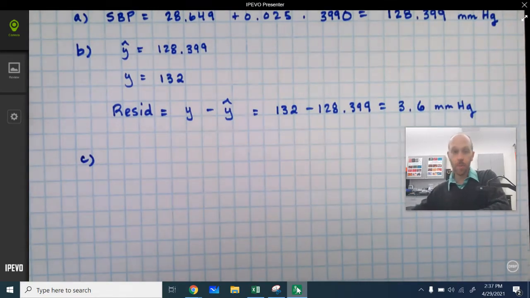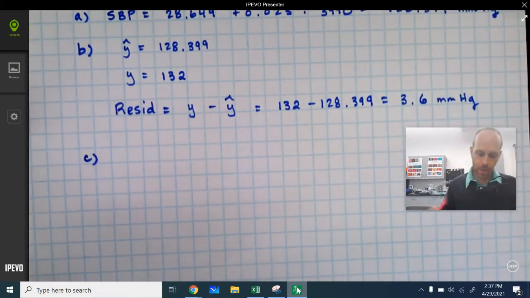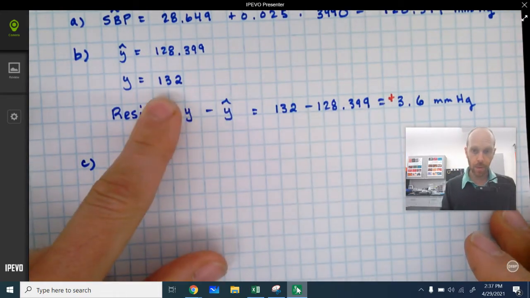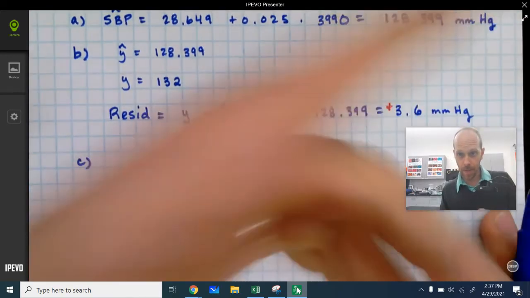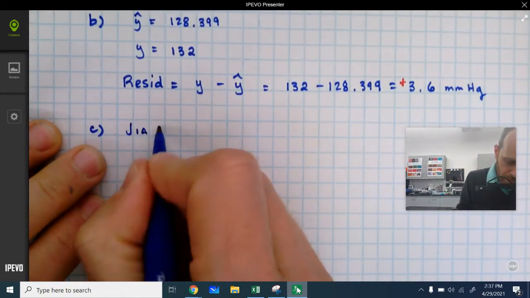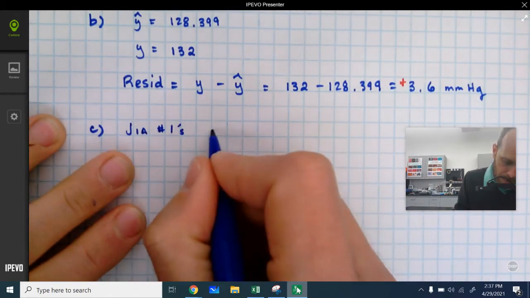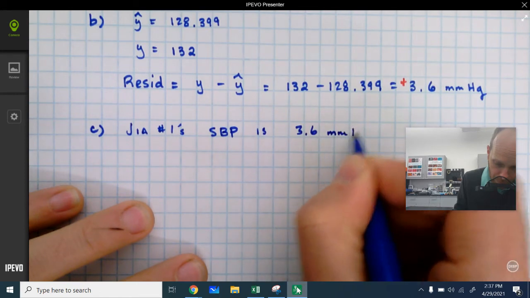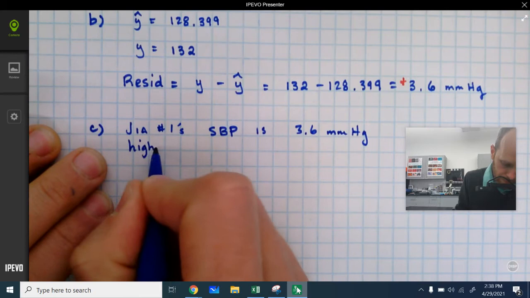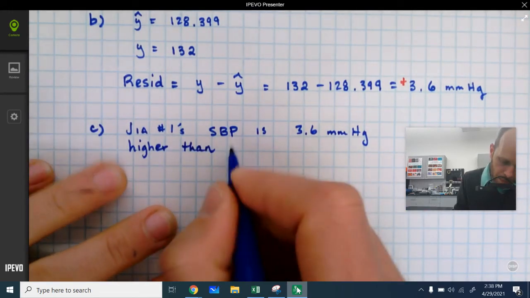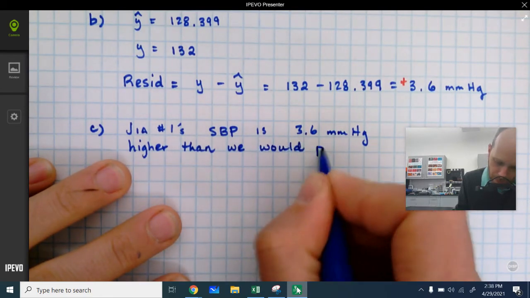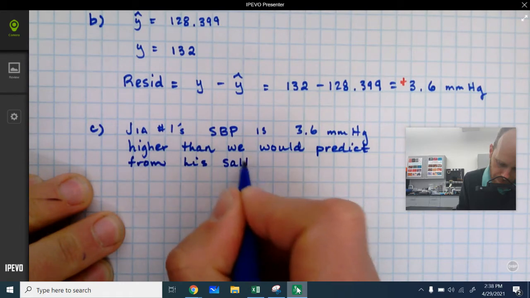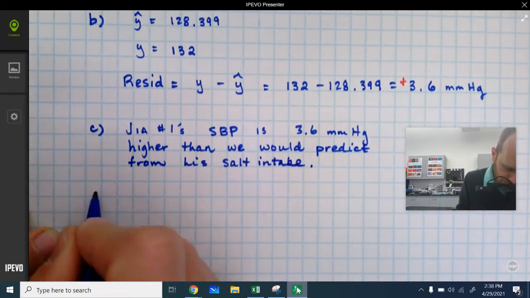Now C asks us to explain in real world terms what this means. The first thing we want to note is that it is positive. Because it's positive, that's telling us that his actual blood pressure is this much higher than we would expect based on his salt intake. So GN number 1's systolic blood pressure, his y value, is 3.6 millimeters of mercury higher than we would predict from his salt intake. Cool.